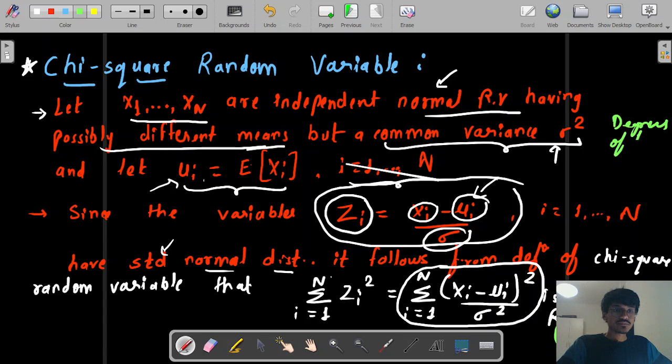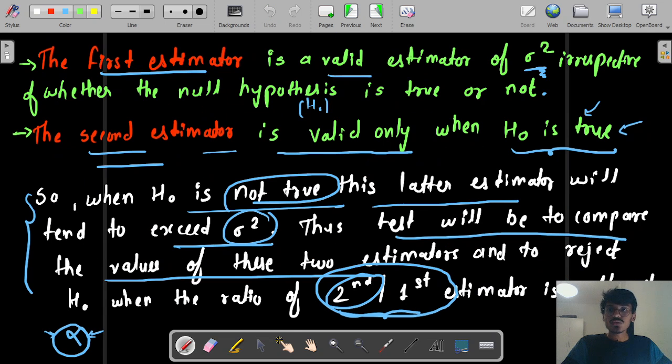So this was just the introduction of the chi-square random variable, and this will be needed to obtain our two estimators of our common variance. The ultimate task is to have the estimators, and we will start from this point in the very next lecture. Thank you.